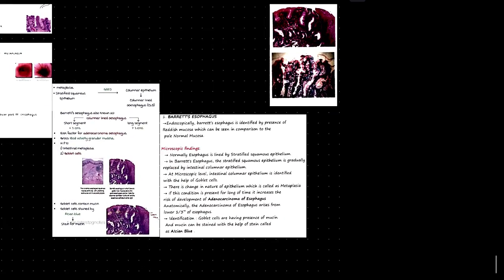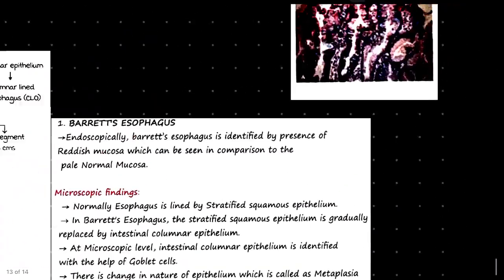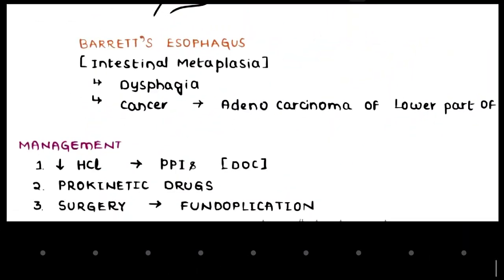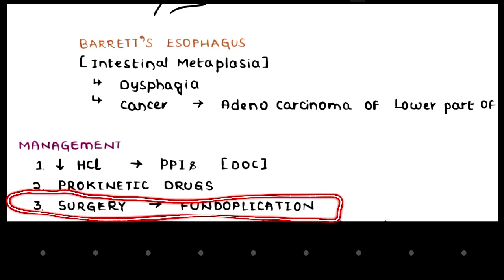Now moving further, we're talking about management. To manage Barrett's esophagus, we can decrease the amount of acid being secreted, and that can be done with the help of proton pump inhibitors, which are the drug of choice. We can also use prokinetic drugs, and the most complicated option is surgery, which we call fundoplication.